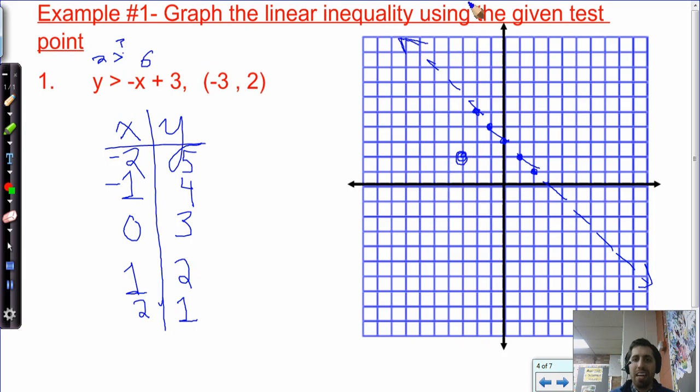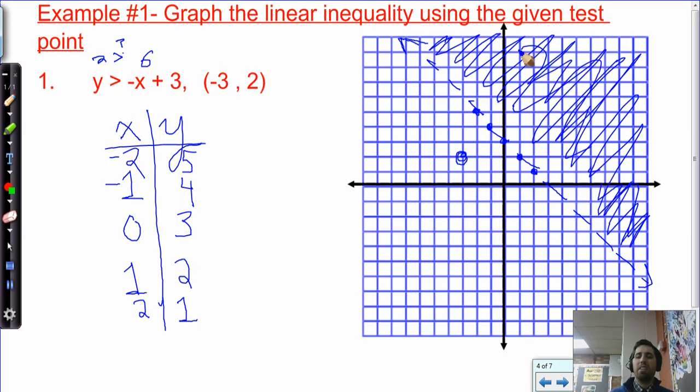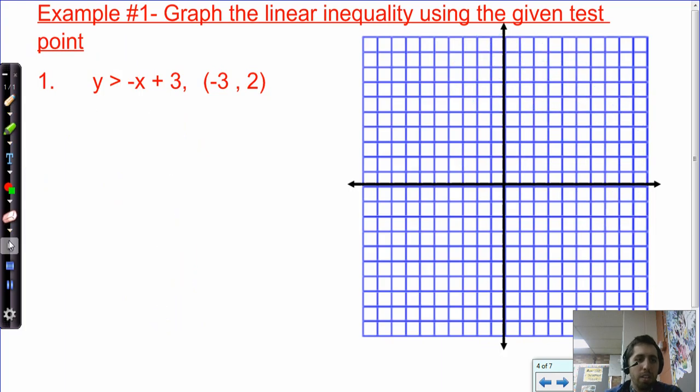So I know that this is not a solution. We need to shade all the solutions, which happen to be above and to the right on the opposite side. We're shading away. These are all the huge, infinite number of ordered pairs that would make this inequality true. So hopefully that made some sense of the notes we took.